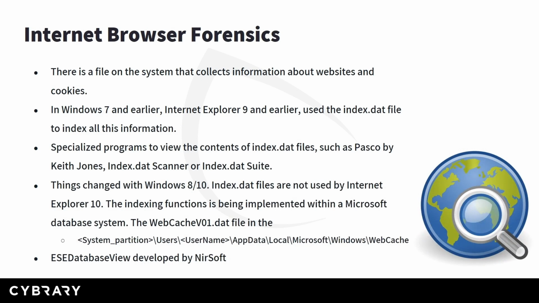Many users think that it is impossible to find out which websites they have visited when they delete the cache and the history. This is not true. There is a file on the system that collects information about websites and cookies. In Windows 7 and earlier, Internet Explorer 9 and earlier used the index.dat to index all this information, including the internet cache, cookies, and history. Every URL and every web page that is listed there was indexed. The information is retained even if the user decided to delete the browser cache and history.